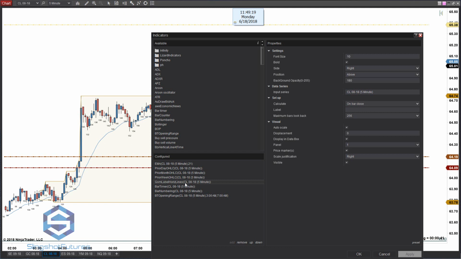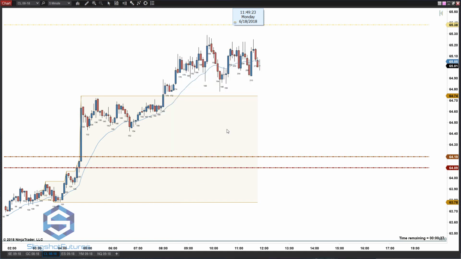The GOM label horizontal lines indicator is phenomenal for that because what it does is label the horizontal lines. So if I put a line on my chart, this little price box right there that shows up on the screen is from that indicator. So I don't have to sit there squinting and saying, oh, is that 89 or maybe that's 64.90? No, I know what it is because the indicator put it on there.